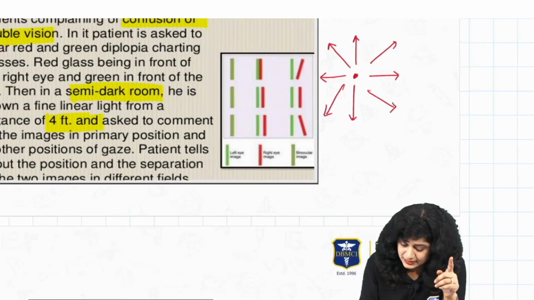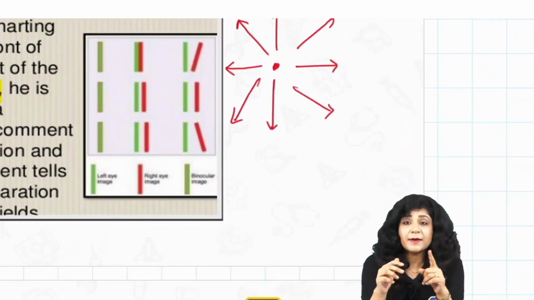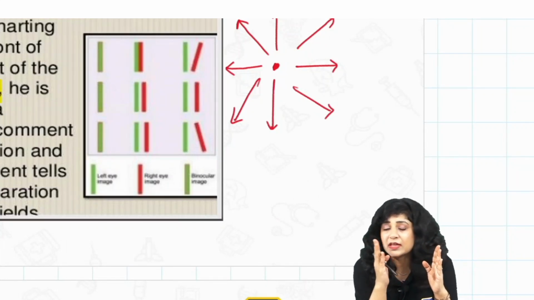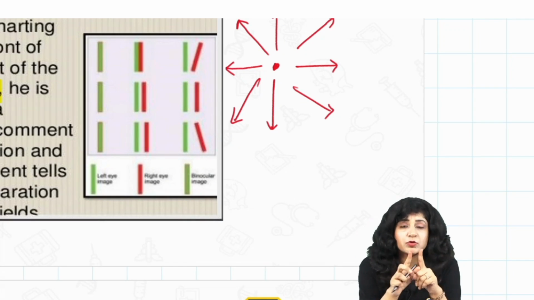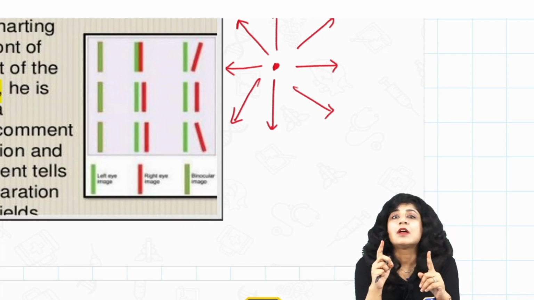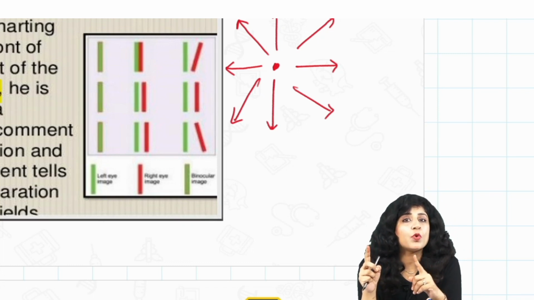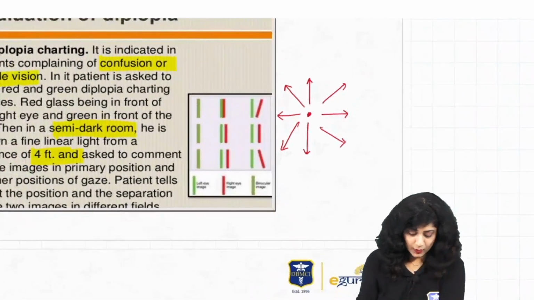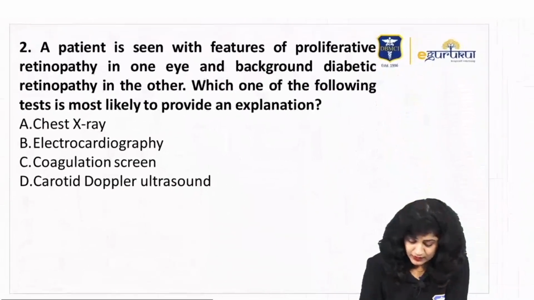So the patient will tell you. Can you see, in a particular direction he is seeing only one of the images, so there is a suppression, then there could be both the images, there can be horizontal separation, there could be vertical separation. Depending upon that we will come to know which muscle and which eye is affected. So this was your question number 1. Alright. Now coming to question number 2.